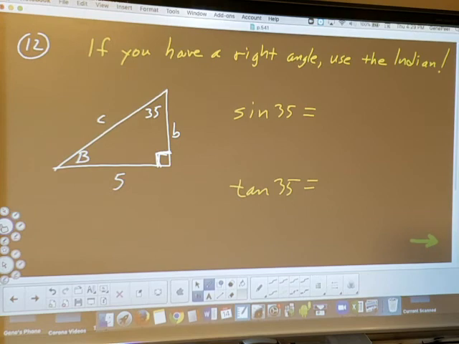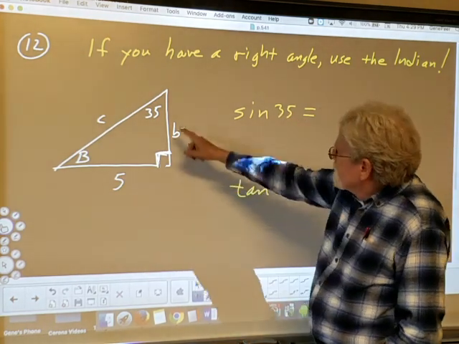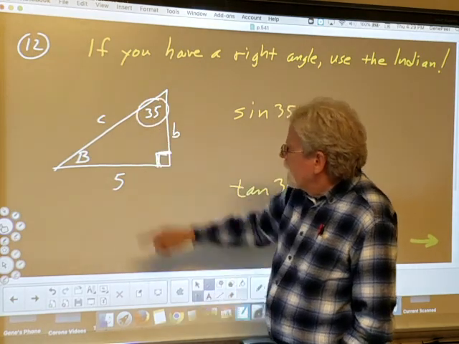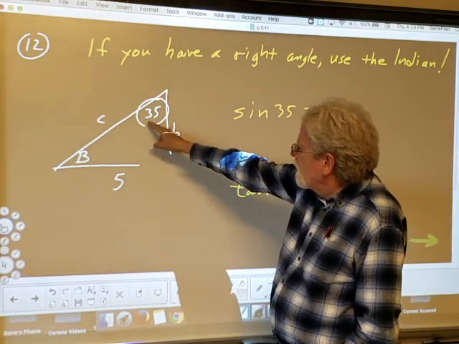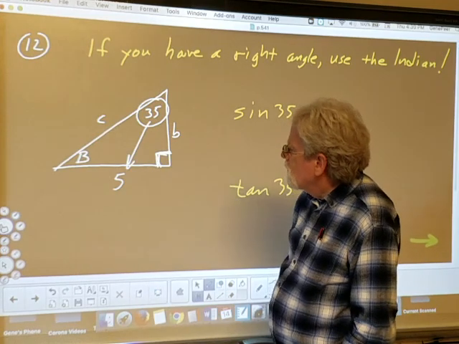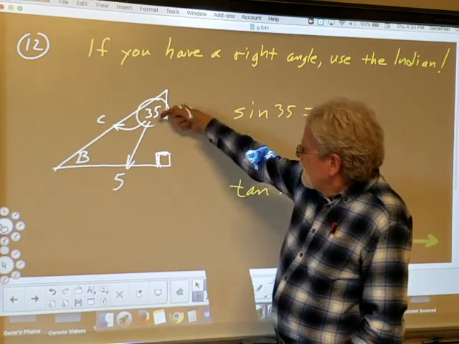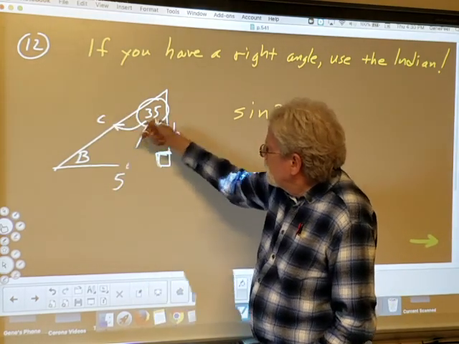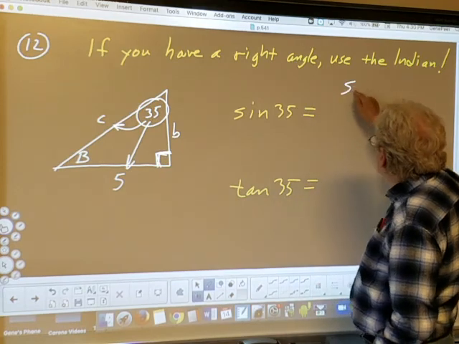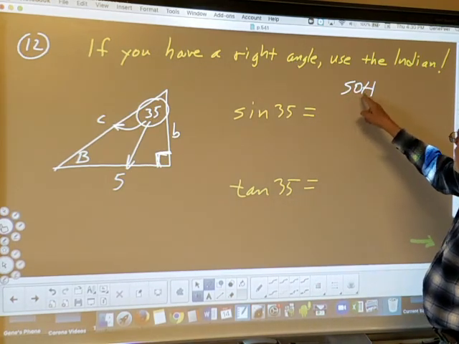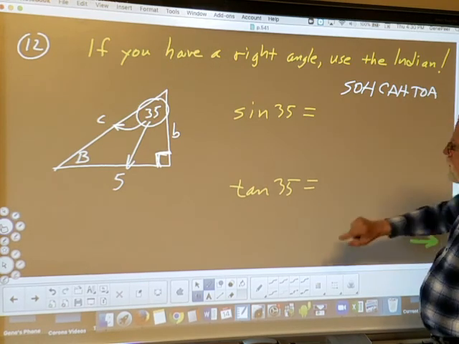I'm finding c first here, starting with the 35-degree angle. I look at my 35-degree angle and ask myself, what am I given and what am I looking for? I'm going to use opposite and hypotenuse, so I'm going to use sine.